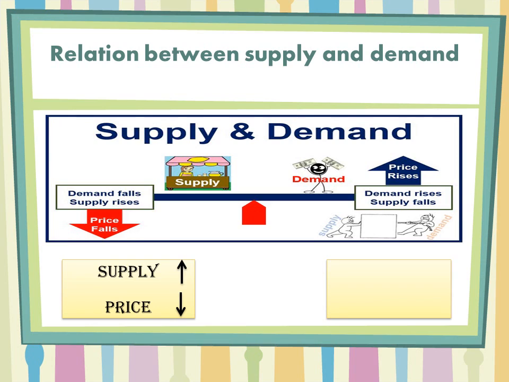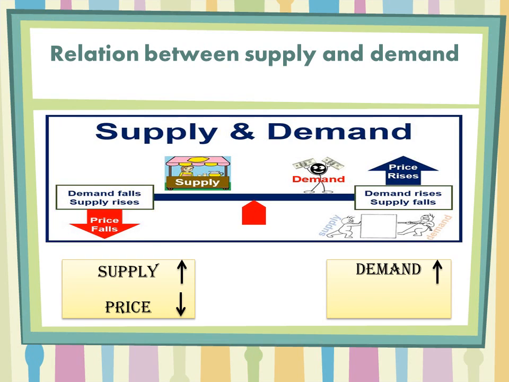On the other hand, on the right side, if you can see on the picture, the demand rises as the supply falls, so the price rises. How does this happen? If we have more demand for something, let me give you an example. Let's suppose you are traveling on a highway and suddenly you feel hungry. You will try to find any restaurant or any food chain so you can go and eat.